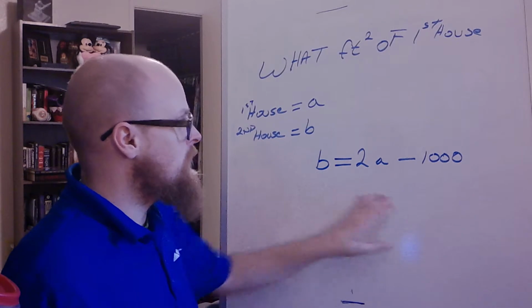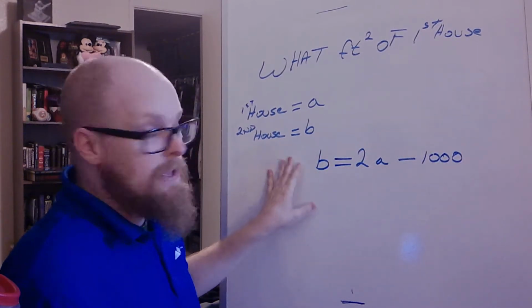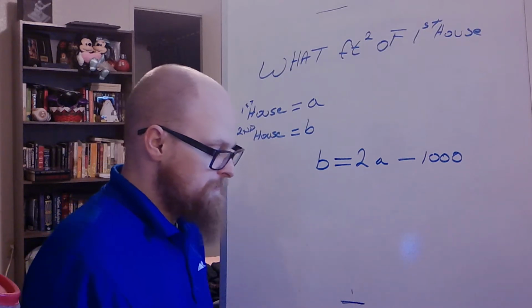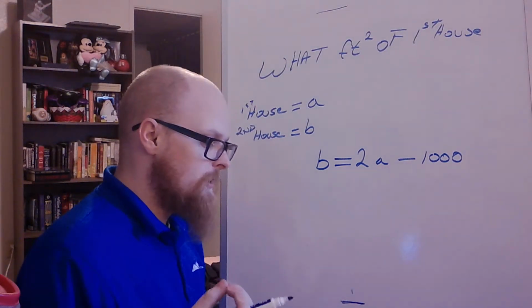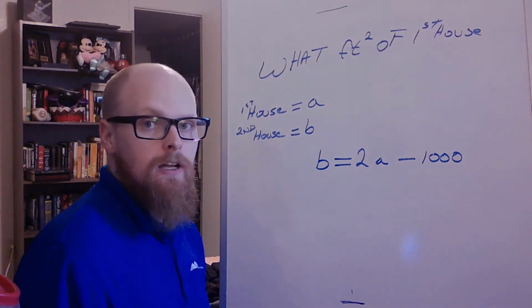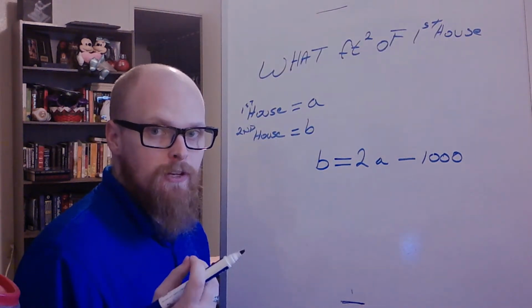Okay? This is one equation. Now that's only the second sentence. Let's keep going. Third sentence. Together, the houses have 4,400 square feet. 4,400. Together is an indicator of addition.